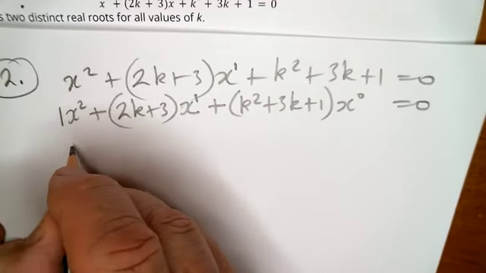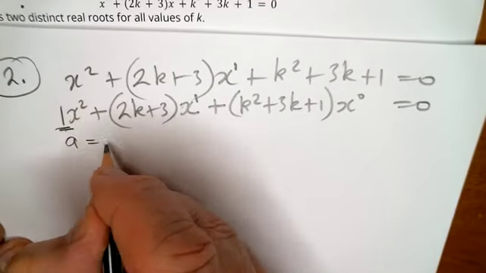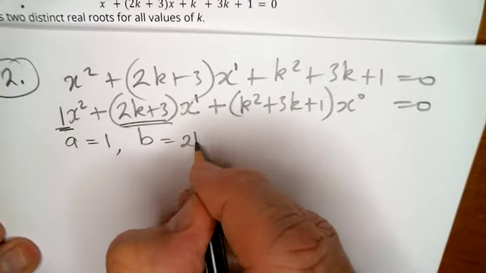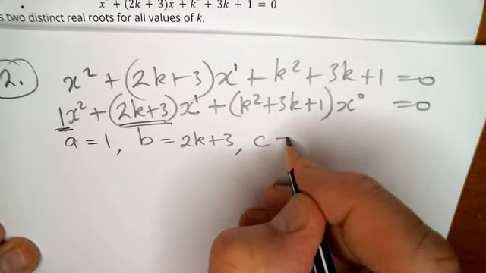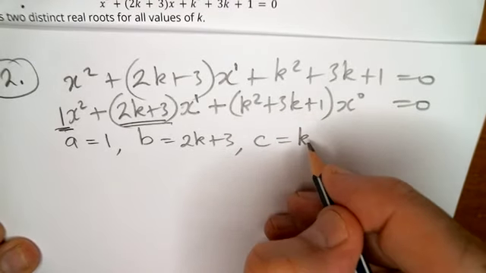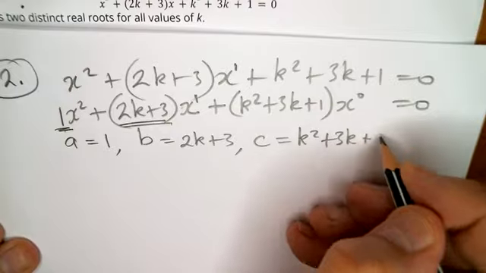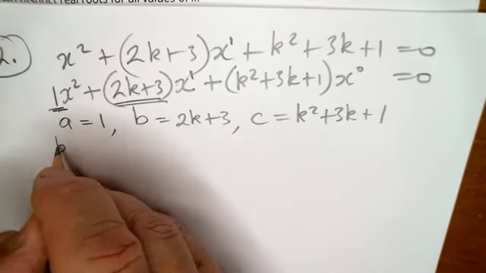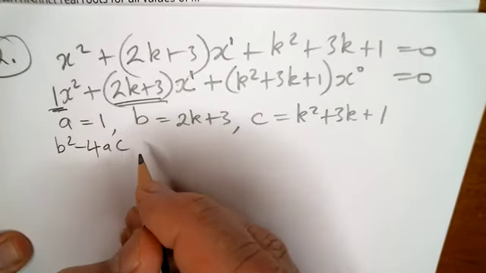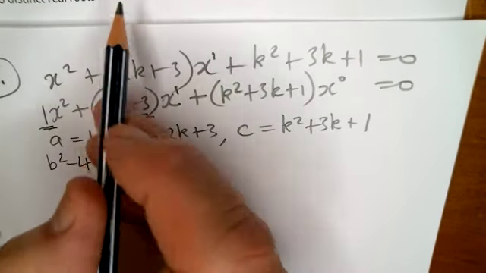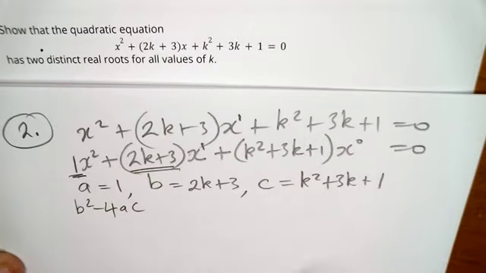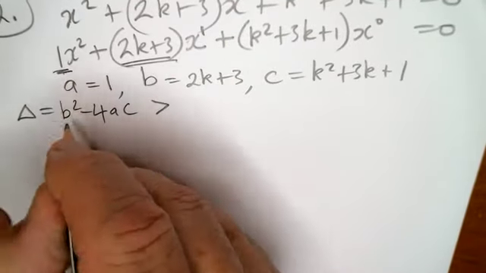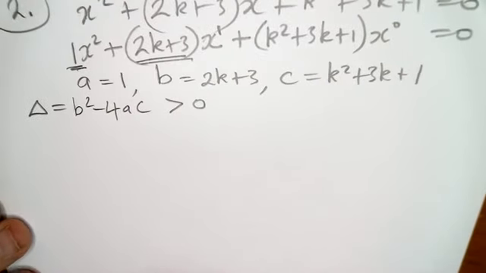So that would mean that the a value is 1, and the b value is 2k plus 3, and the c value is all of this here, k squared plus 3k plus 1. So now we can write out using the discriminant, which is b squared minus 4ac, and we know it's going to have two distinct real roots, so it must be greater than 0. So the discriminant is this, which is greater than 0. Well, let's see if that's true.